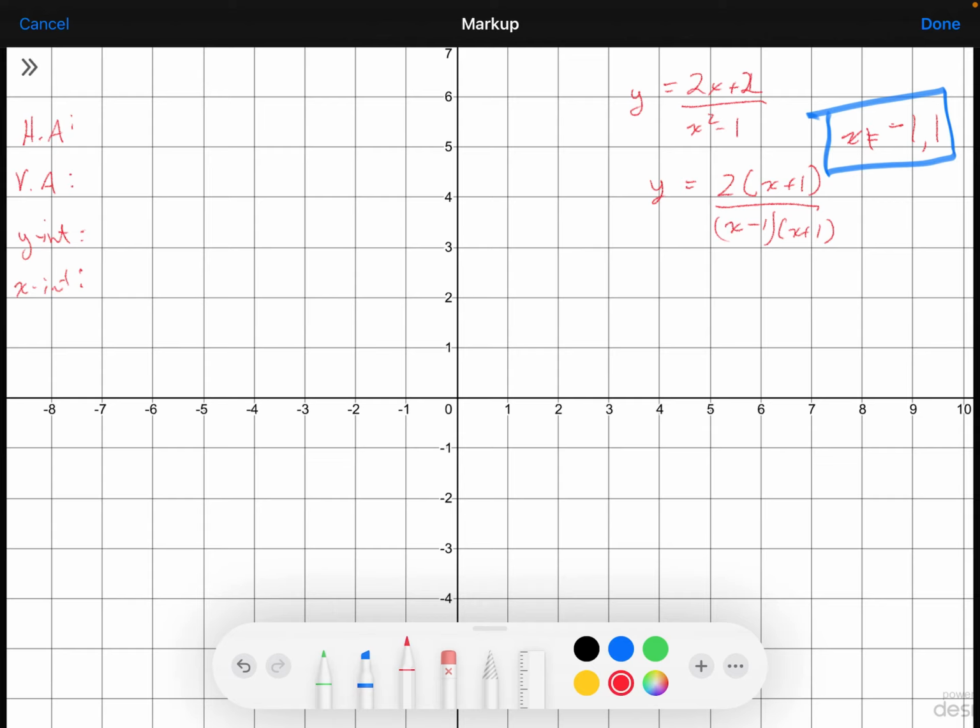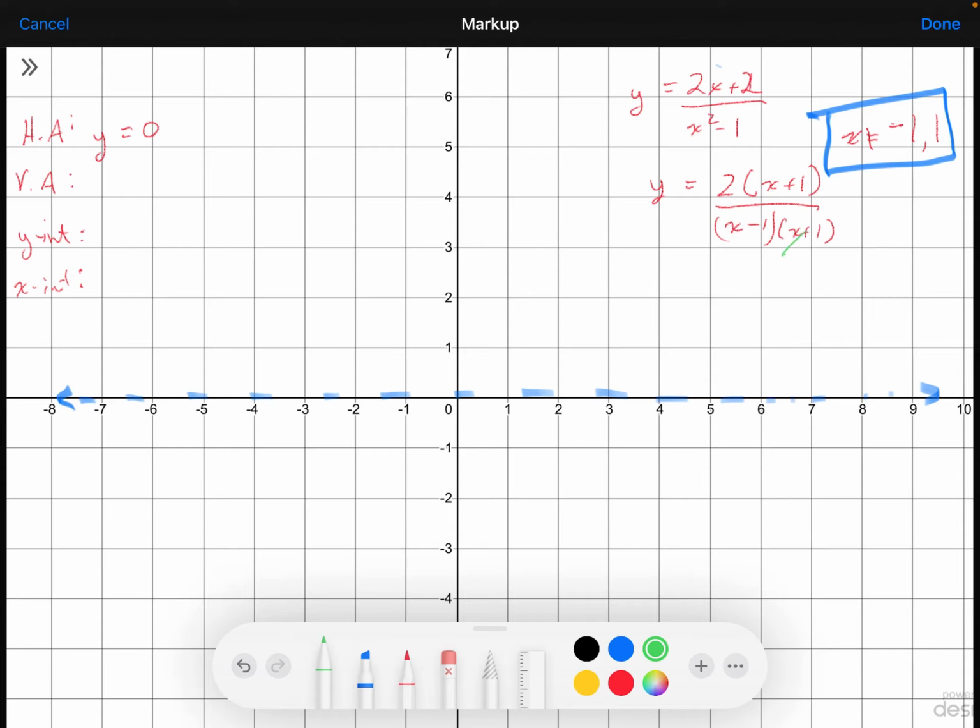What is my horizontal asymptote? Well, I notice that the degree of the numerator is 1. The degree of the denominator is 2. So my horizontal asymptote is going to be y is equal to 0, because the degree of the numerator is less than the degree of the denominator. I'm going to draw a dotted line along where the line y is equal to 0 would be.